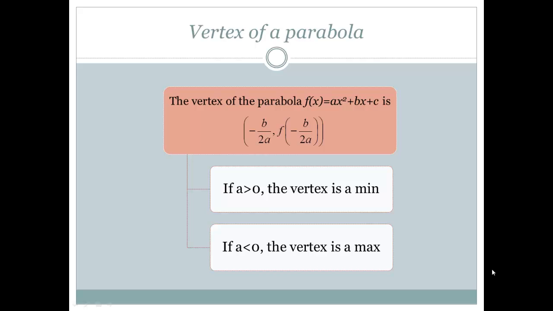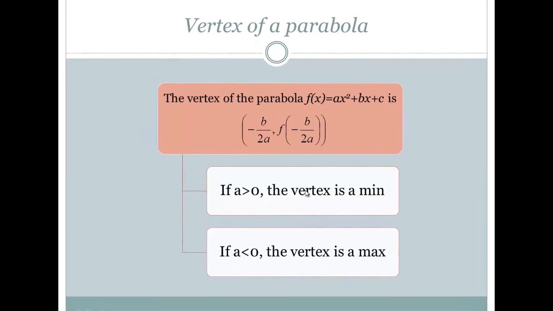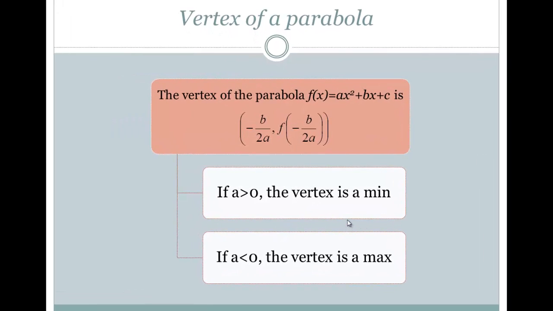If we have a parabola, a quadratic function in this form, we can find the vertex of the parabola. It's negative b over 2a, and the function value at that negative b over 2a. And remember that if a is greater than 0, then the vertex is a minimum value, and if a is less than 0, we're going to open downward, and the vertex is going to be a max. Okay, so we're going to primarily use this information now. Let's do a couple examples.